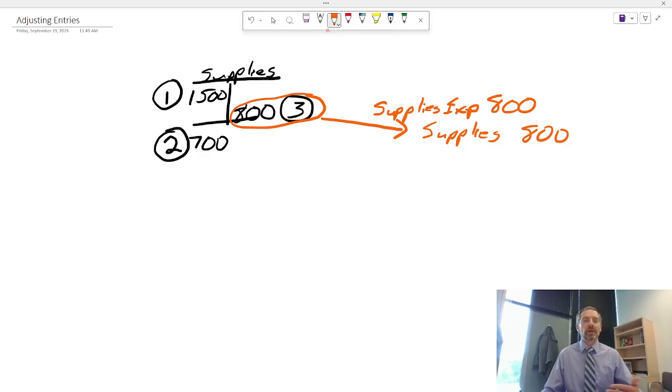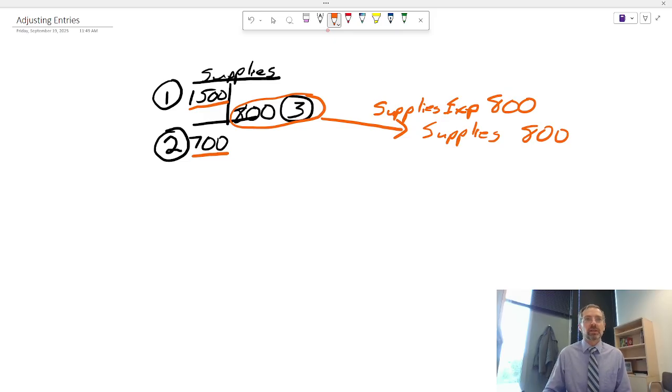But let's go back to the three-step adjusting framework process. Step one, what is in the account, or what do our records show? Step two, what should be in the account? And then the third step is, what is the journal entry that should be made to change it from what is in the account to what it should be? And step three is what's going to be in the journal entry.